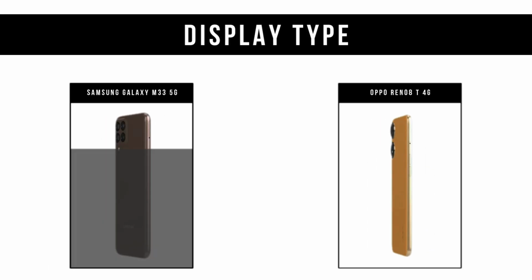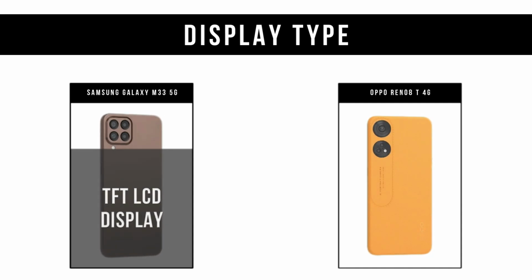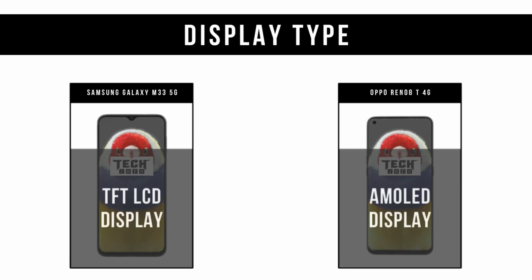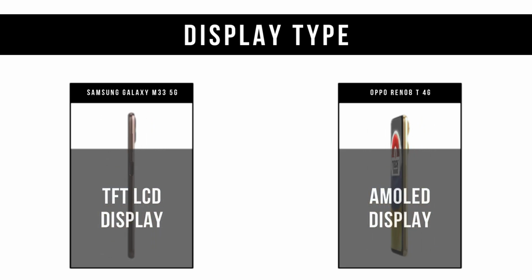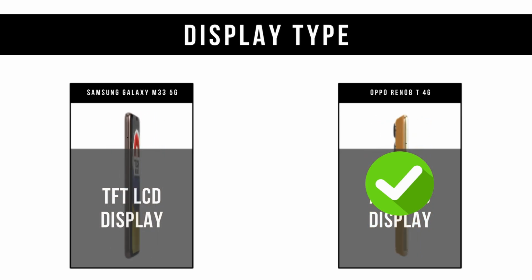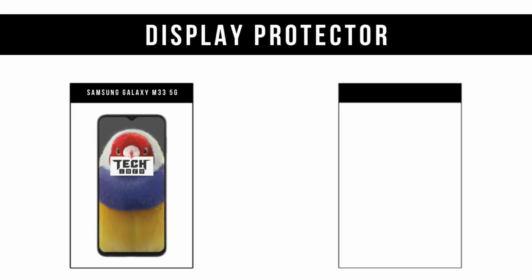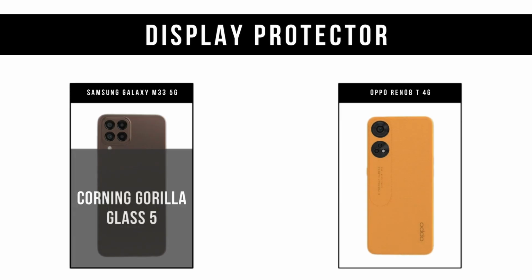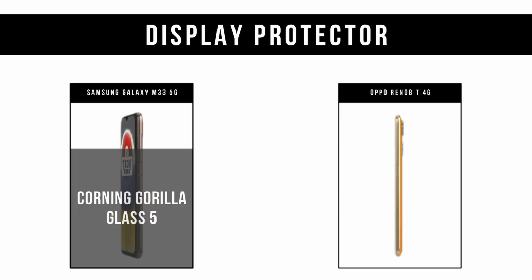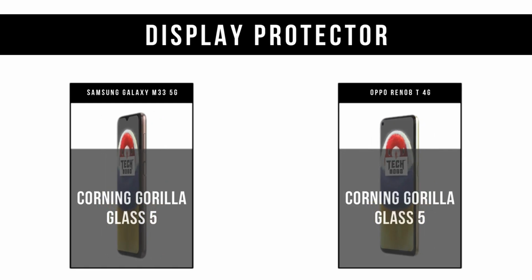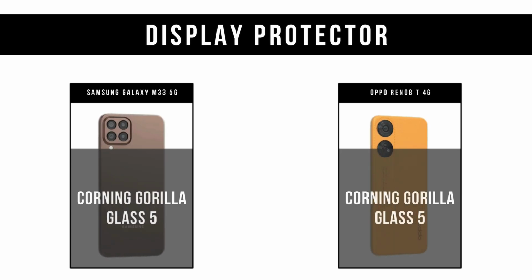Display type. Samsung Galaxy M33 5G is TFT LCD display. Oppo Reno8 T4G is AMOLED display. Display protector. Samsung Galaxy M33 5G is Corning Gorilla Glass 5. Oppo Reno8 T4G is Corning Gorilla Glass 5.